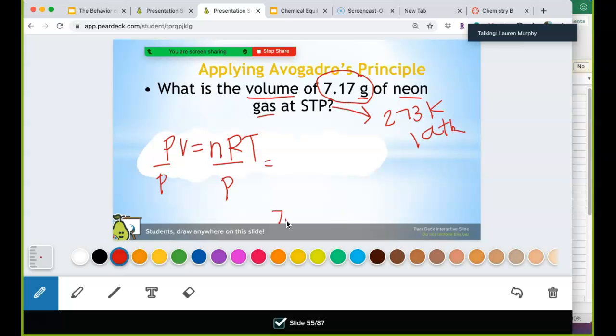How do I do that? 7.17 grams of neon. Neon is 20.18 grams for every 1 mole of neon. Now I'll have moles, and then I can just plug in. So 7.17 divided by 20.18. Don't round yet. So this moles comes out to be 0.3553 something, something, something.